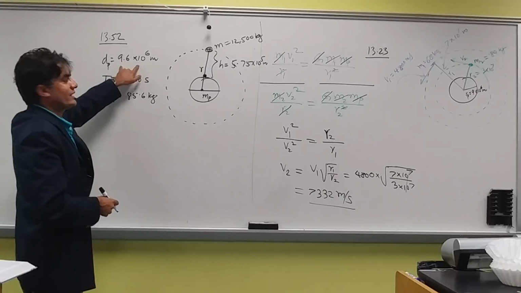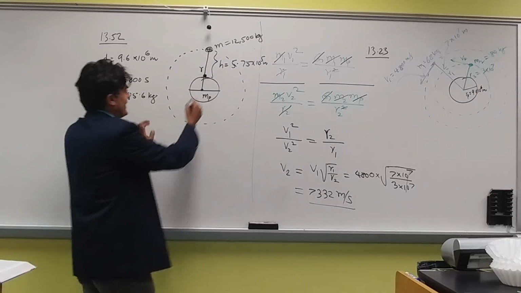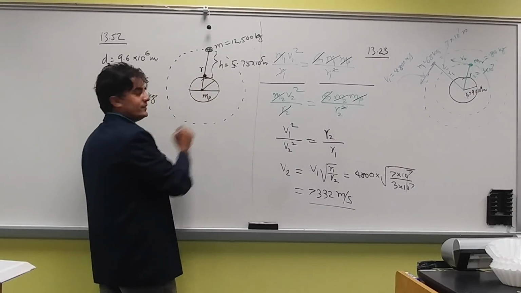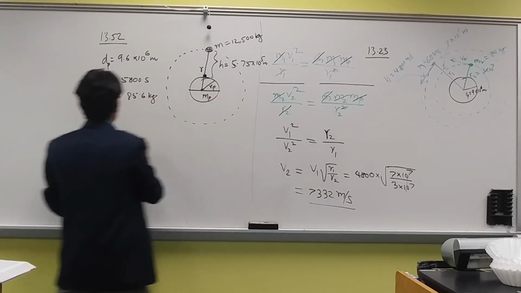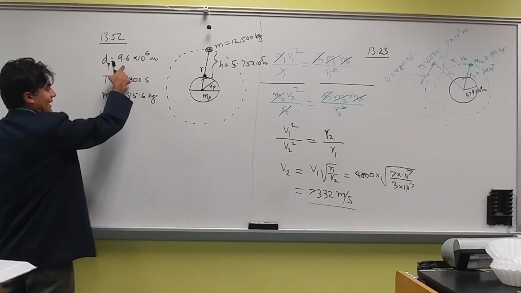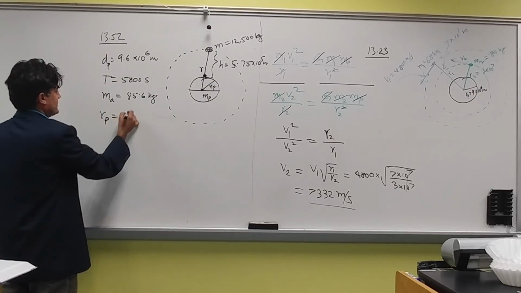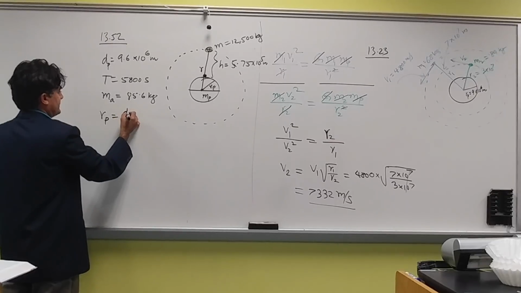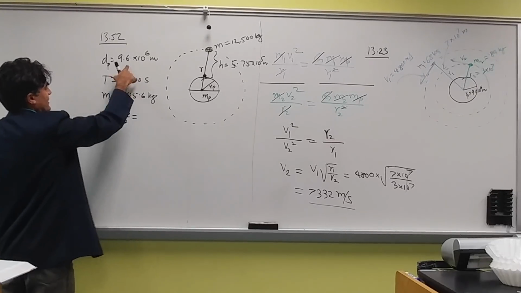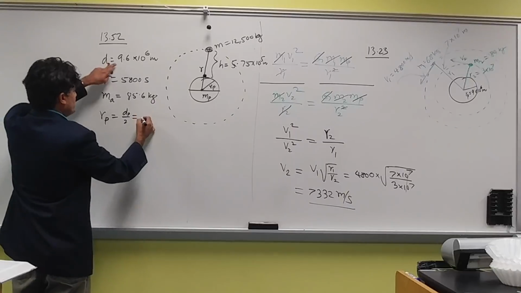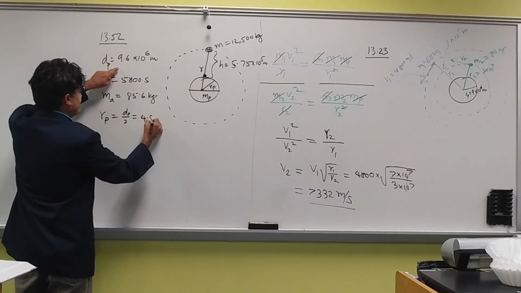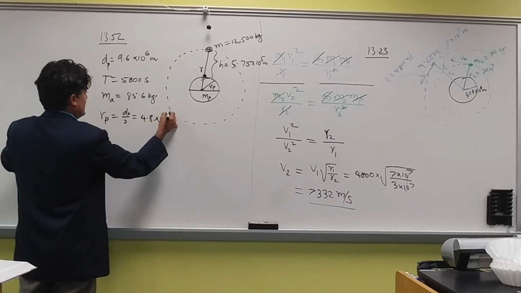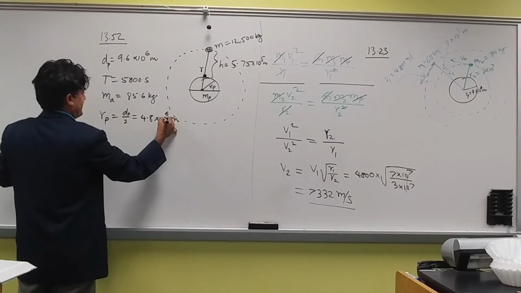Since the diameter is given, you can get the radius, right? You can get RP. So what is your RP? Half of this, diameter of the planet divided by 2, which is 9.6 divided by 2, 4.8 times 10 to the 6 meter. Is that right?